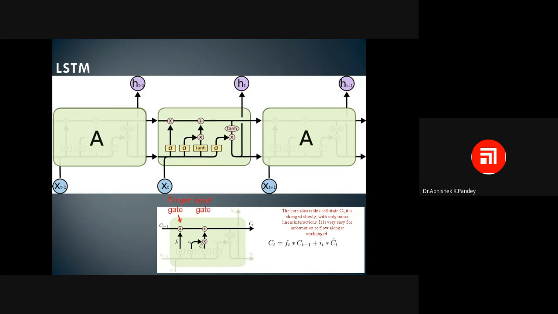So forget input, it will ask it. Forget input: the sigmoid determines how much information goes through. So whatever is required, it will ask and it will get the things done. That's why it is an advanced RNN.